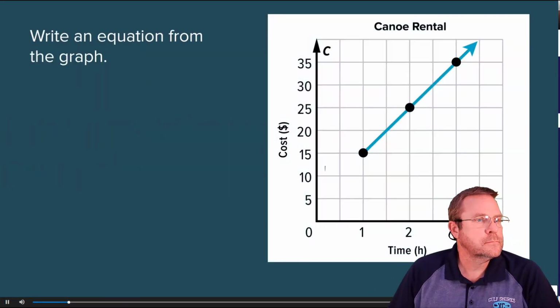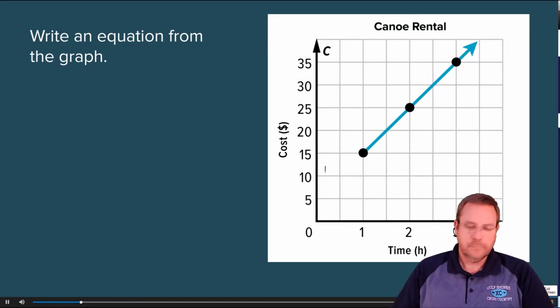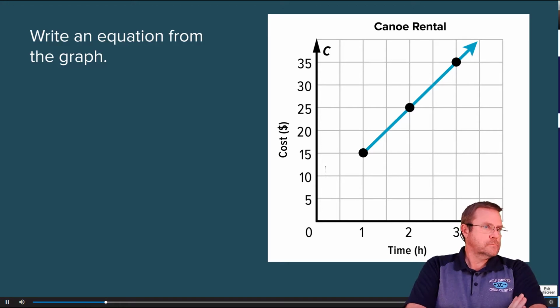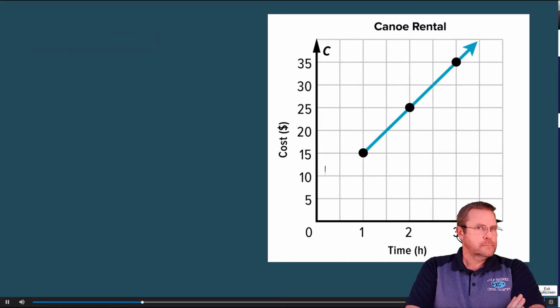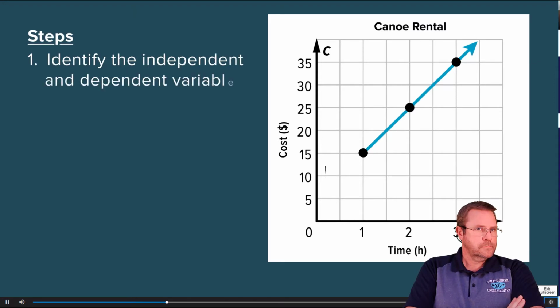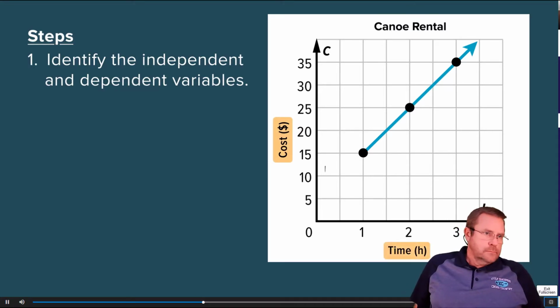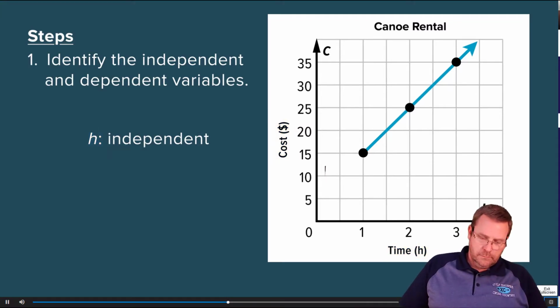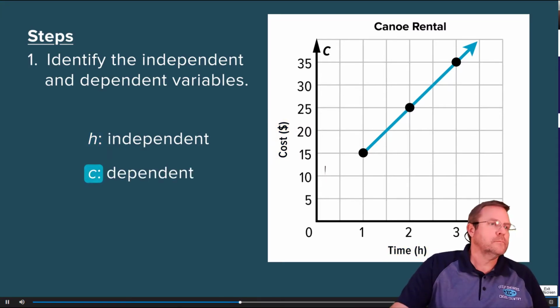The graph shows how the cost of renting a canoe is related to the number of hours the canoe is rented. You are asked to write an equation from the graph that could be used to determine the cost C in dollars of renting a canoe for H hours. Begin by identifying which variable is independent and which is dependent. The cost of renting a canoe depends on the amount of time the canoe is rented. So, the time in hours, H, is the independent variable, and the cost in dollars, C, is the dependent variable.